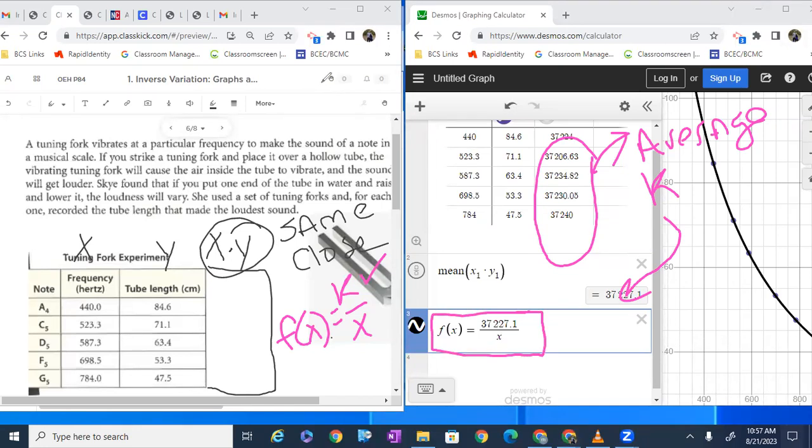And you can type that directly in and start making calculations with it. All right, y'all, hope that helps building inverse variations off of tables.